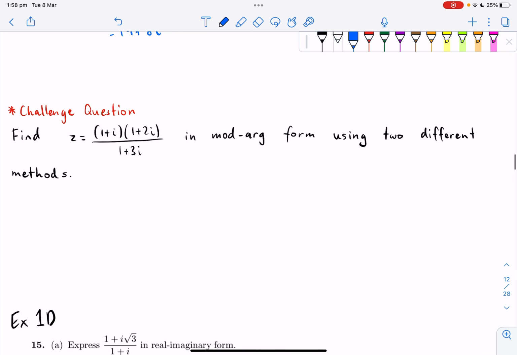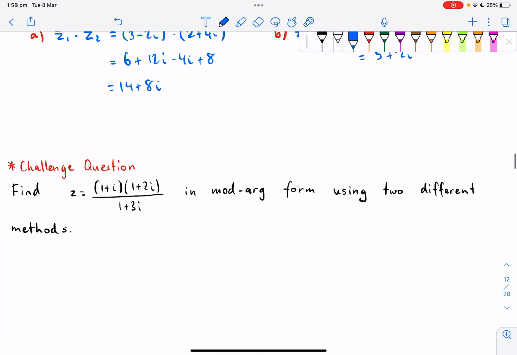Now, there's a challenge question here. I'd like for you guys to try it yourselves. I want this result in mod-arg form, but I want you to do it two ways. I want you to do it just normally, and then I want you to do it exclusively using mod-arg form or polar form. So on this side, you'll do Cartesian form, so the easy way. Just multiply these and then take the conjugate of the denominator. So Cartesian method. And then on the other side, I want you to do the polar method.